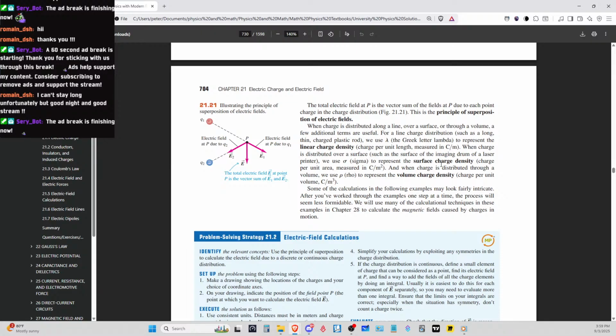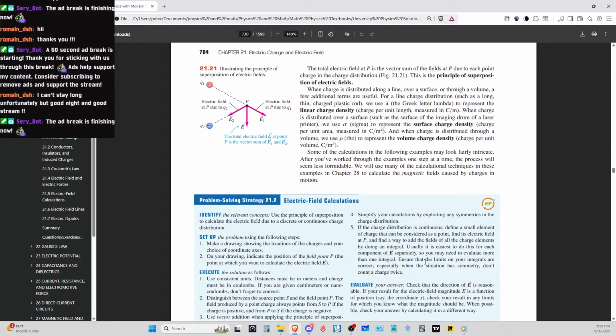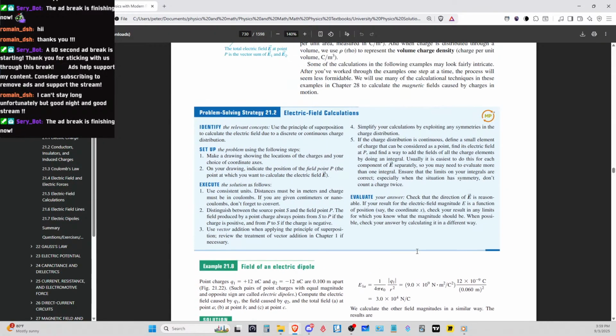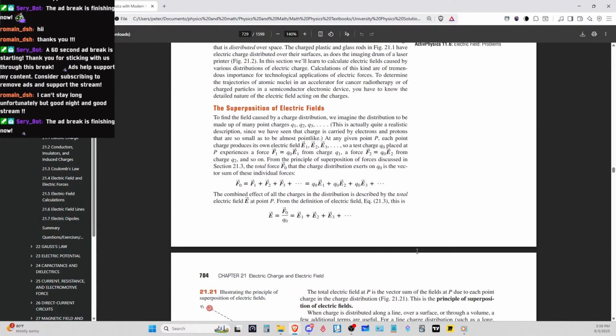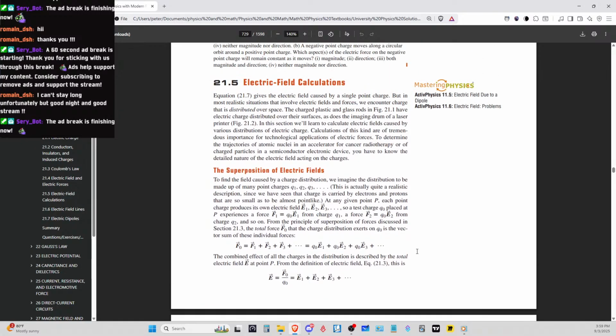Let's see, the total electric field at P is the vector sum. This is the principle of superposition of electric fields. So we're going to get into superpositions of electric fields. Okay.